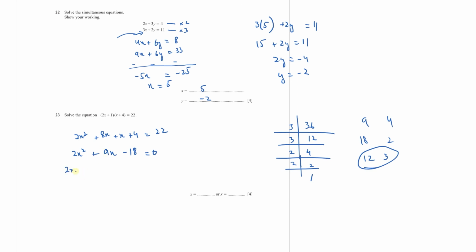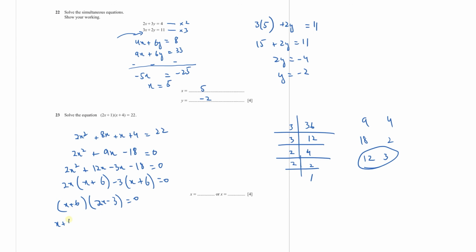So I can write this as 2x squared plus 12x minus 3x minus 18 equals 0. I can take 2x common between these two, so this will be 2x into x plus 6. I can take minus 3 common from the other two, and I will be left with x plus 6. x plus 6 is also common. So I can write it as x plus 6 into 2x minus 3 equals 0.